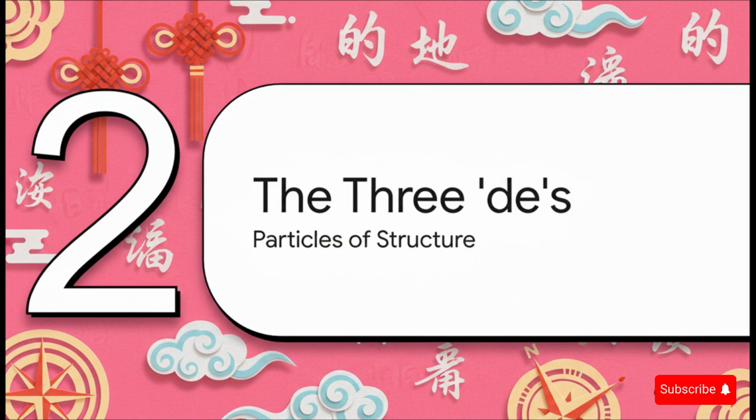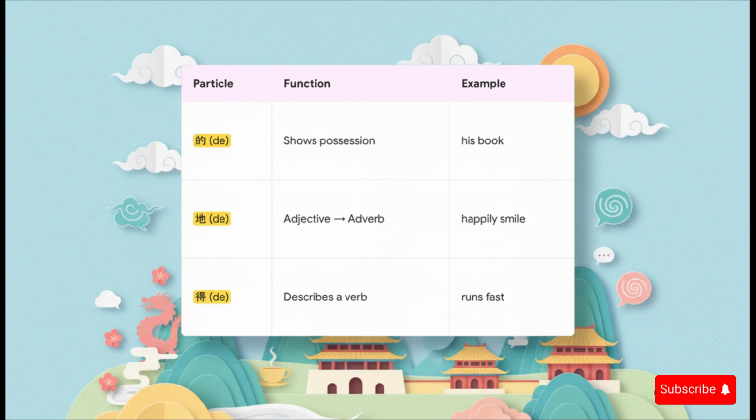Now we're going to look at three different particles that are all pronounced de, but they're written differently and have completely different jobs. I'm telling you, mastering these three is a massive leap forward on your Chinese journey. Okay, let's break this down nice and slow, because with these, location is everything. First, we have the. This is the one you'll see the most. It can show possession, like his book, or it connects an adjective to a noun, like red book.